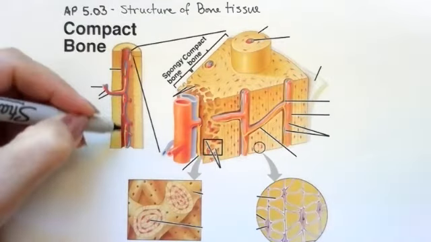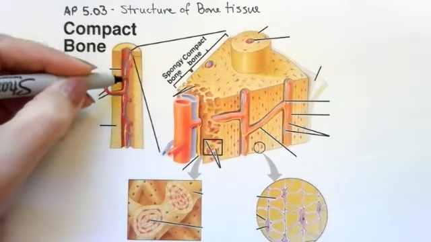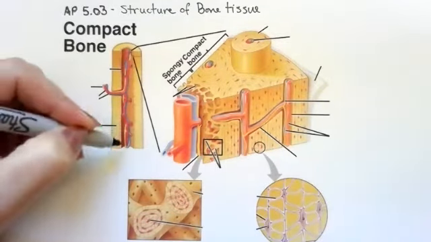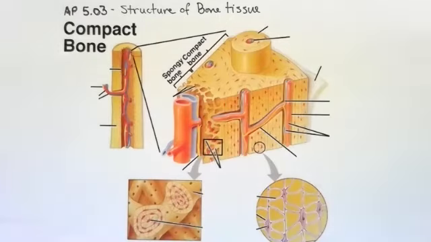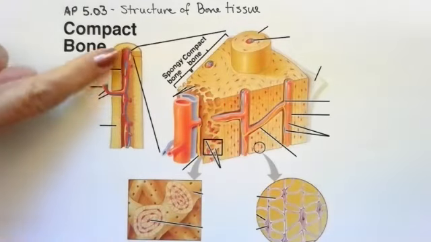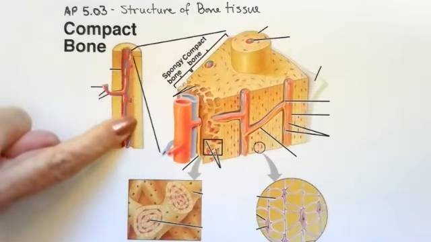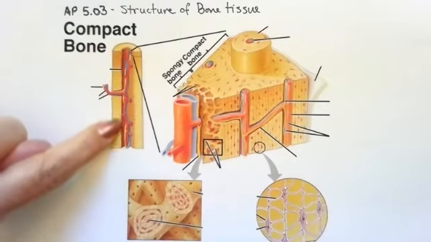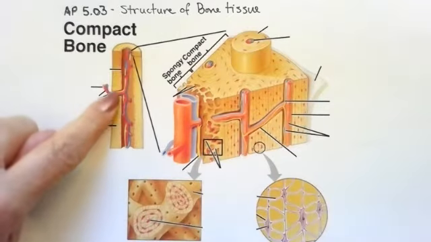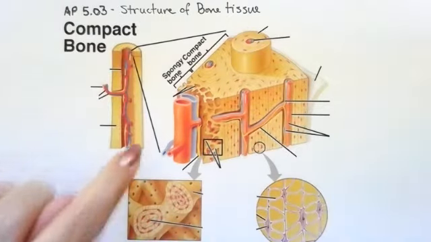This is going to be the medullary cavity. Notice how many vessels there are inside of this. We've got lots of vessels, lots of blood supply. The inside of this right here is spongy bone. And then this large section out here is compact bone.